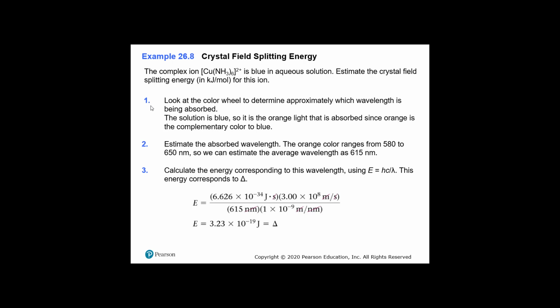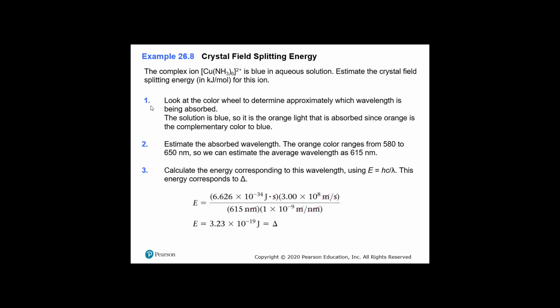So the first thing we want to do is look at the color wheel to determine. We see it's blue. So what is the wavelength? Remember, we only see what is not absorbed. So if we look at blue, what is the opposite to that? And that's the orange light. So it is the orange light that is absorbed, since orange is a complementary color to blue.